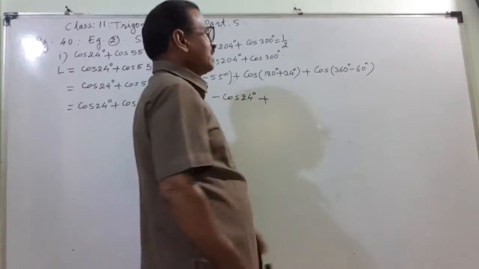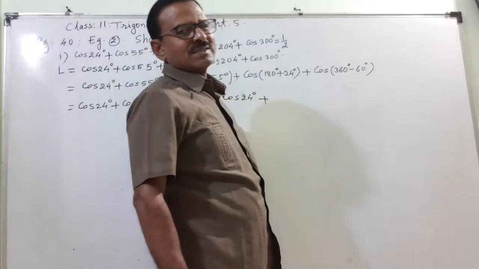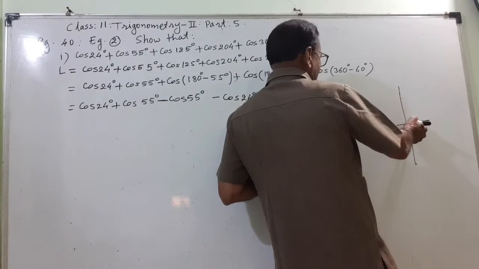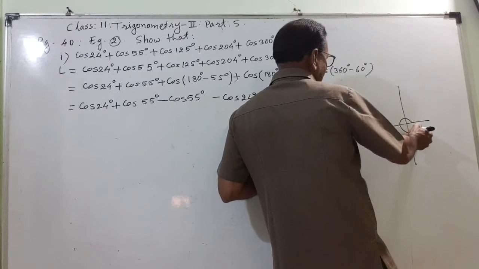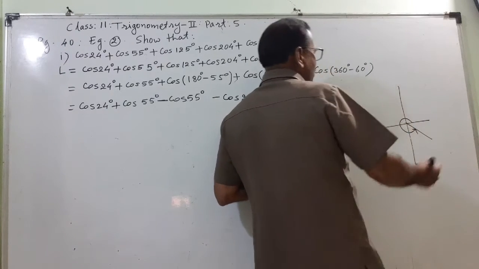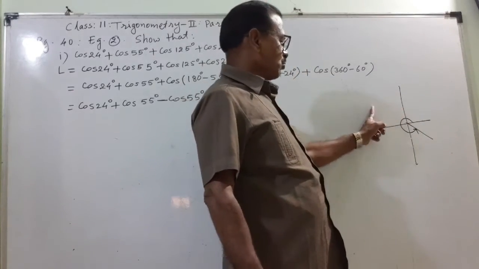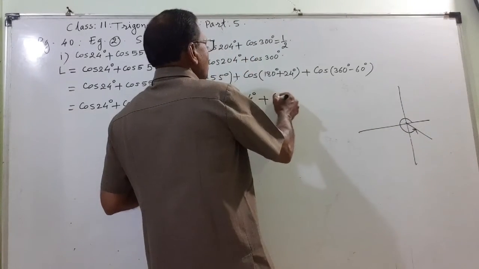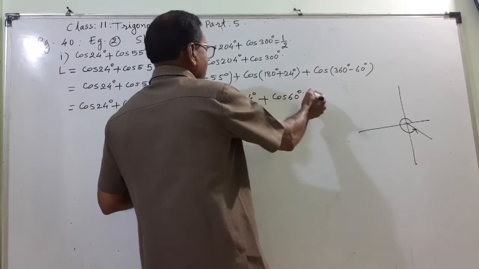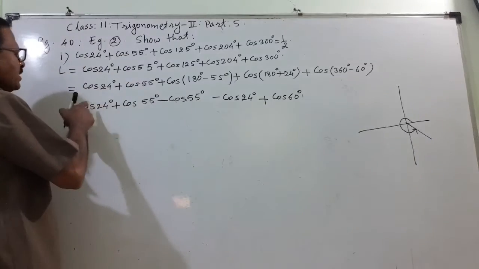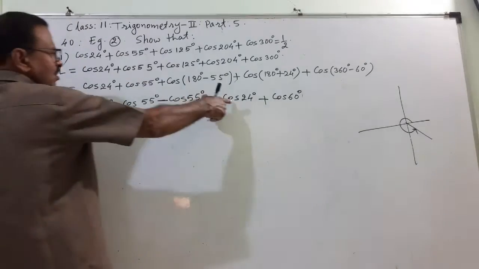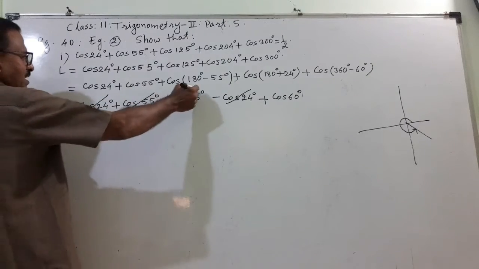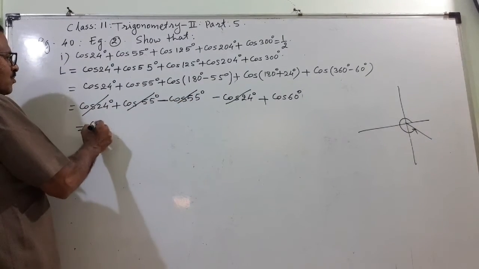Plus cos of 360 minus 60. Which quadrant is that? Up to here is 270 and here it will be 300 degree. So which quadrant? Fourth quadrant. All students take coffee, means cos is positive. So this will be positive cos of 60 degree. This is plus cos, this is minus cos. Cancel. Cancel. And that is equal to cos of 60 degree.